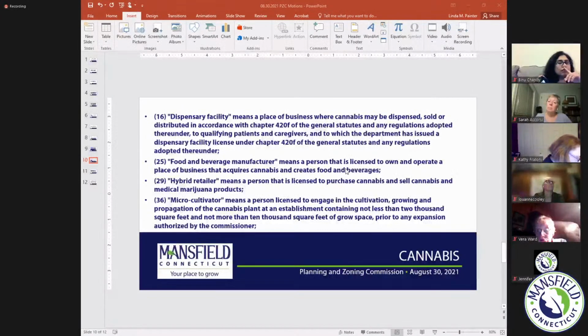A food and beverage manufacturer, I look at that and go, if you're making food and beverages currently and now you're doing it with marijuana, I don't know that you need a different rule in terms of where that's located. But again, the micro cultivator, that's the other license. So not less than 2,000 square feet, not more than 10,000 square feet. So that's like a large house.